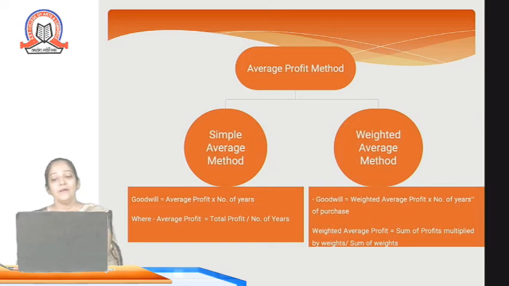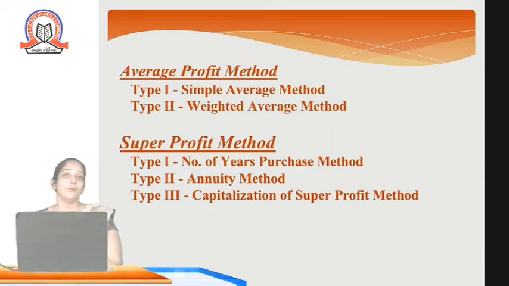Now we have another method, which is the super profit method. Under the super profit method, we have three different types. First is the number of years purchase method, then the annuity method, and the capitalization of super profit method. These three methods we will continue with, along with practical as well as theoretical concepts, in the next video. In the next video, you can see the points which we will cover for super profit, and also we will see the practical questions of the average profit and super profit methods.